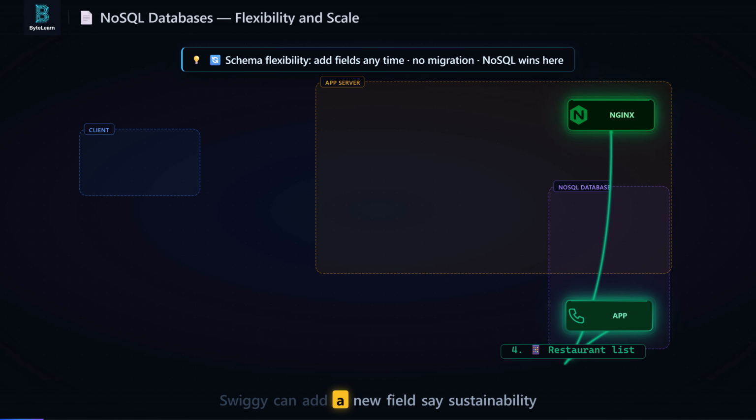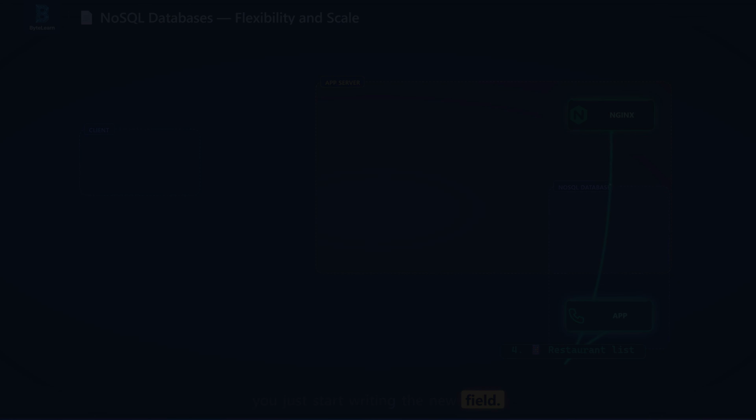Swiggy can add a new field, say sustainability rating or allergen tags, to restaurant documents without a database migration. Every document can have different fields. This flexibility is exactly why Swiggy chose NoSQL for the catalog. In SQL, adding a new column to a table with 50 million rows is a slow, risky migration. In NoSQL, you just start writing the new field.